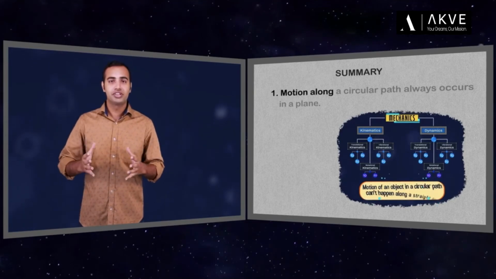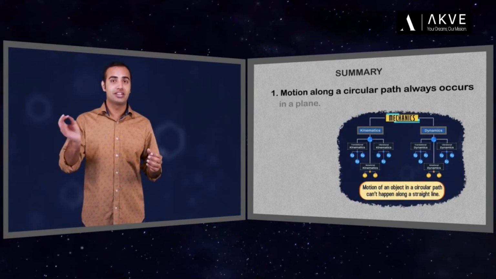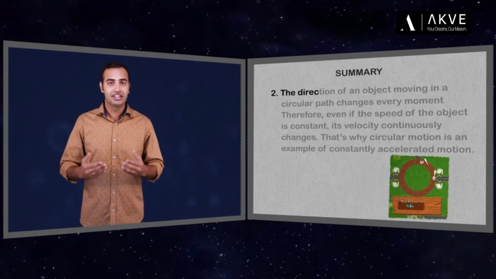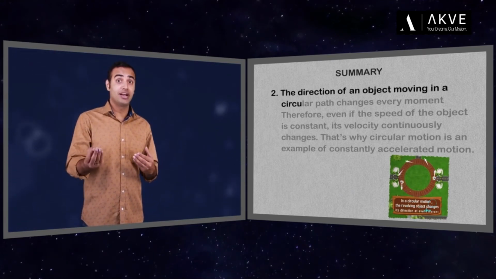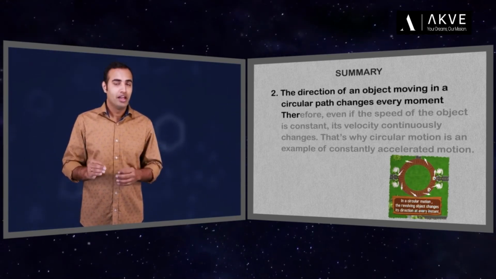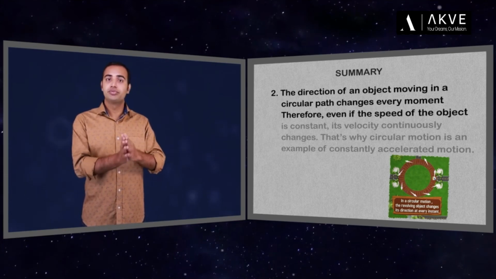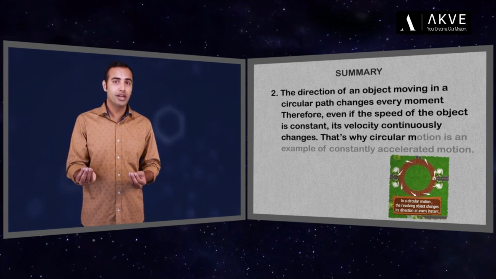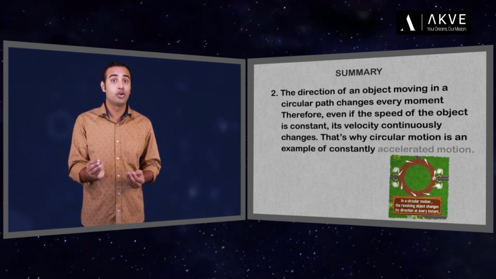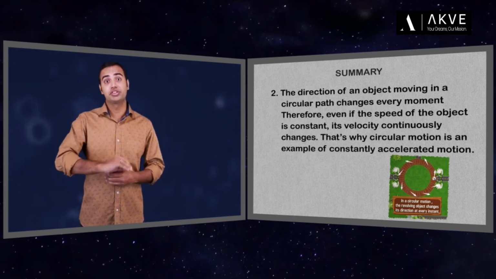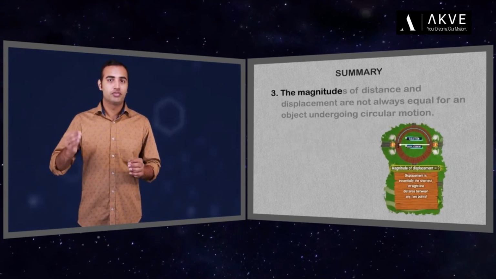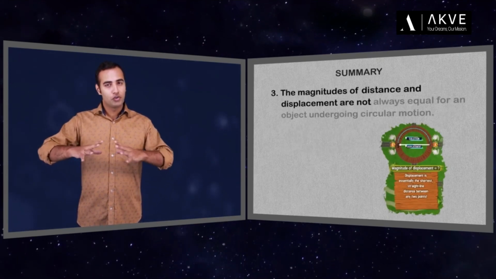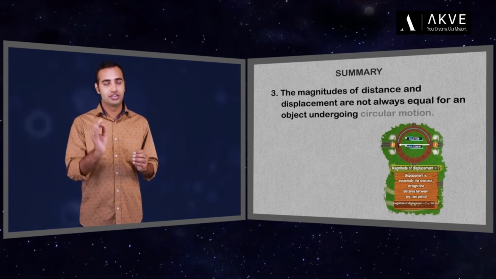Let's summarize whatever we have learned so far. Motion along a circular path always occurs in a plane. The direction of an object moving in a circular path changes every moment. Therefore, even if the speed of the object is constant, its velocity continuously changes. That's why circular motion is an example of constantly accelerated motion. The magnitudes of distance and displacement are not always equal for an object undergoing circular motion.